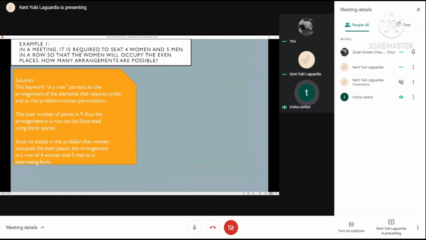Solution. The keyword in a row pertains to the arrangement of the elements that requires order, and so the problem involves permutation. The total number of places is 9, thus the arrangement in a row can be illustrated using blank spaces. Since it's stated in the problem that women occupy the even places, the arrangement in a row of 4 women and 5 men is in an alternating form.